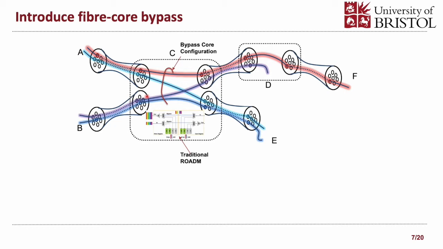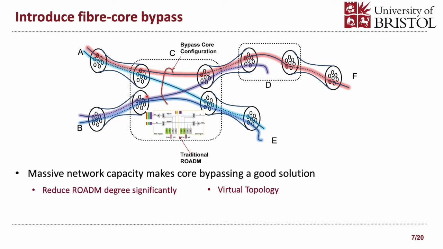In this design, I think the massive network capacity does make core bypassing a good solution. It reduces the required ROADM degree significantly. The ROADM degree, if you treat each core as a single mode fiber, is how many cores require WDM switching. And because we introduce this fiber core bypass direct connection between different nodes, we actually change the topology, so we can generate different virtual topologies.